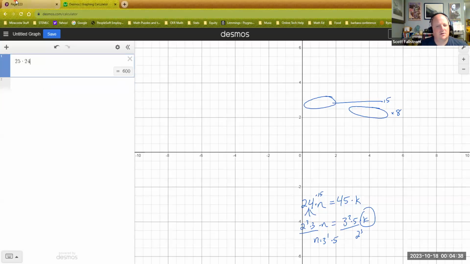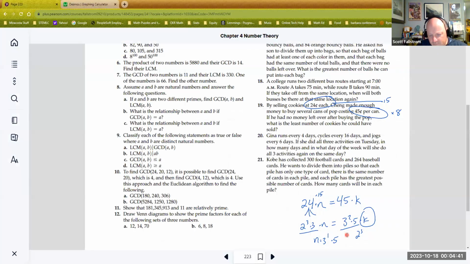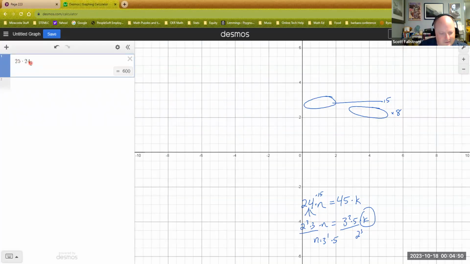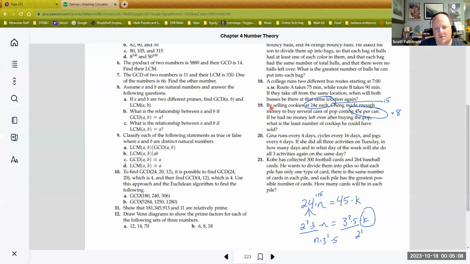Yeah, I'm missing a 3 there. Oh, 24 times 15. What did I put in? I put in 25. So it should be 360, and 45 times 8 is 360. So there we go. I just typed it in wrong. All right, so there you go. That tells you how many 24-cent items you need and how many 45-cent items you need until they match up again. So there you go. It takes care of those two.